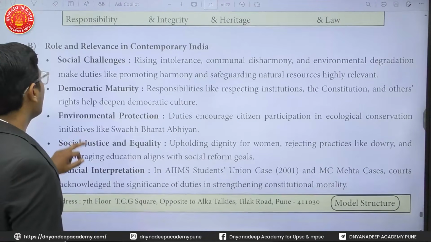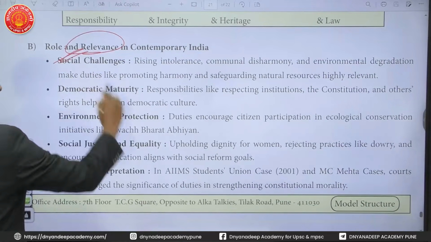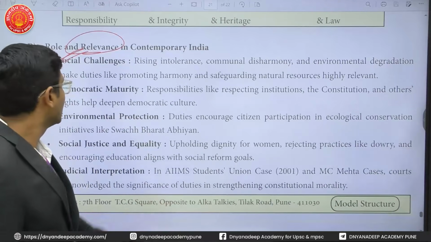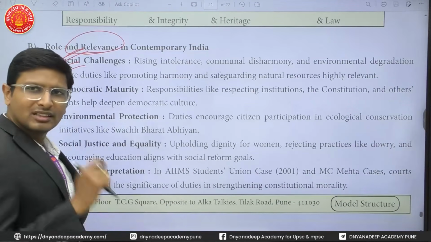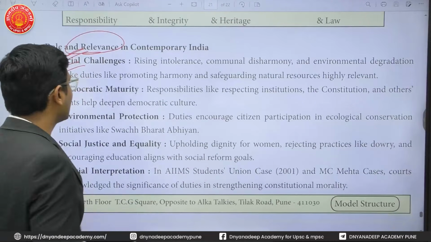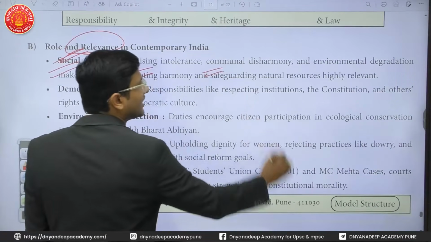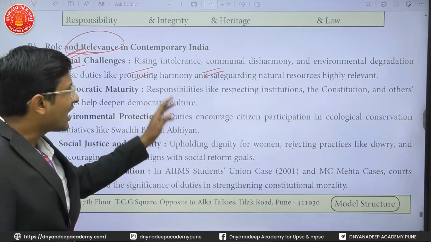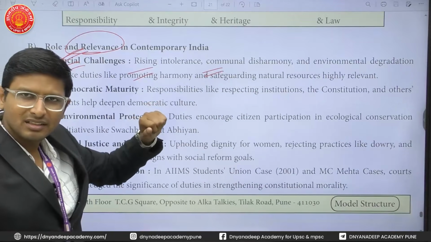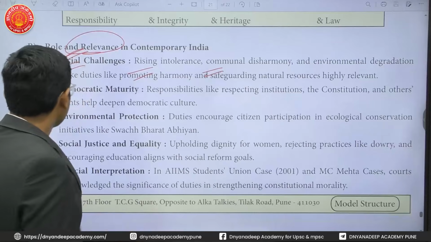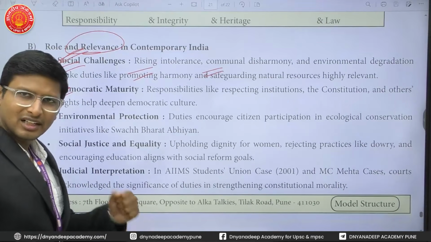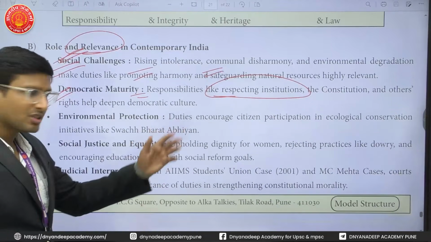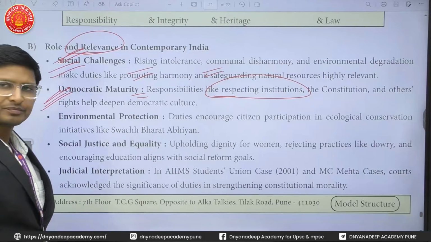Of course, they have relevance in contemporary India also, because that is asked in this question particularly. Not just significance, but relevance. See here, social challenges. These fundamental duties are helpful in dealing with social challenges like rising intolerance, communal disharmony and environmental degradation, because they ask to promote fraternity, unity and integrity, to deal with environmental challenges, and to protect the forest. Then democratic maturity: responsibilities like respecting the institutions and the Constitution lead to democratic maturity of the people.